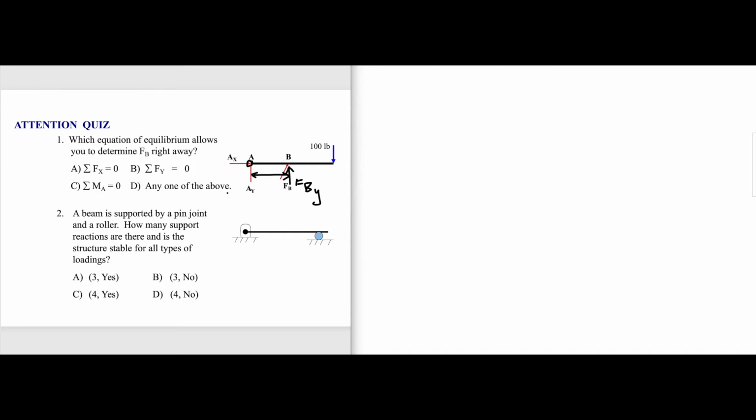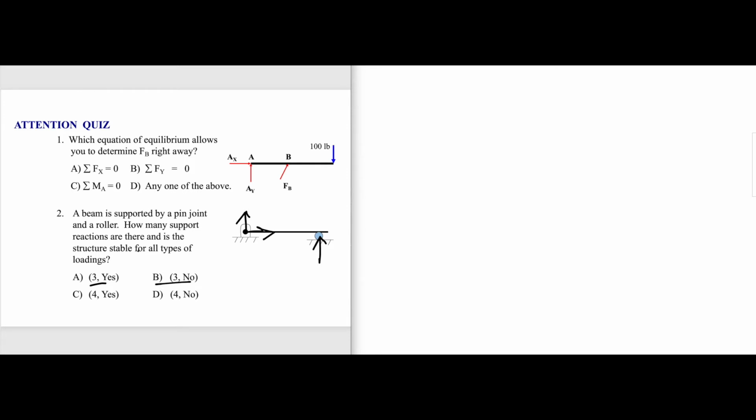A beam is supported by a pin joint on the left and a roller on the right. How many support reactions are there? Obviously, because this is a pin joint, you have something in the X and something in the Y, so two reactions, and here the normal reaction. So you have three reactions. So either A or B can be right.